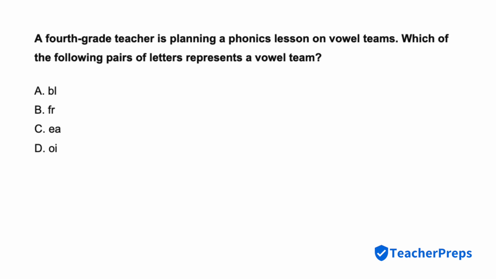A fourth grade teacher is planning a phonics lesson on vowel teams. Which of the following pairs of letters represents a vowel team? Correct response is letter C. EA represents a vowel team as seen in words like beach and team, where the two letters together produce a single vowel sound. Here, in that case, is E.